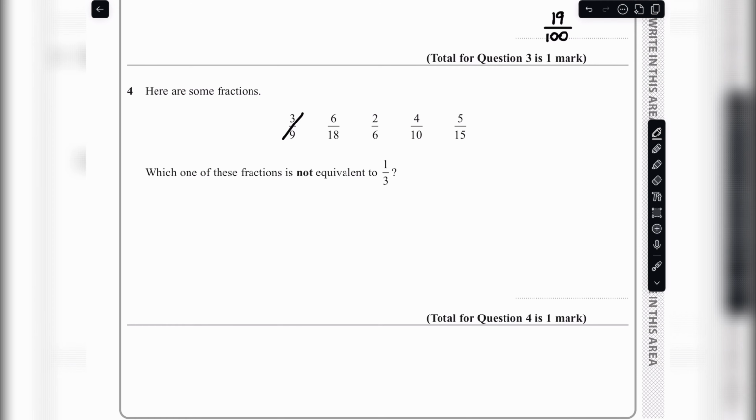The same can be said about 6 over 18. That simplifies to 1 over 3. And 2 over 6 also simplifies to 1 over 3. And for 4 over 10, if we divide the numerator and the denominator by 2, that gives us 2 over 5. And for the last fraction, 5 over 15, if we divide the numerator and the denominator by 5, that gives us 1/3. So it's definitely not 5 over 15. So our final answer is simply 4 over 10.